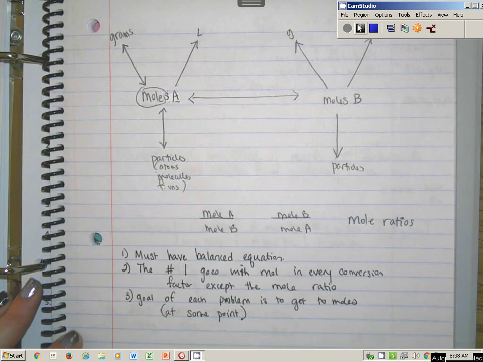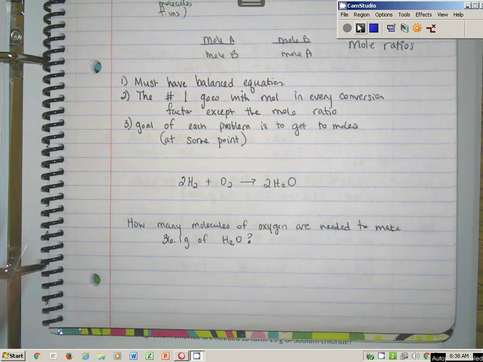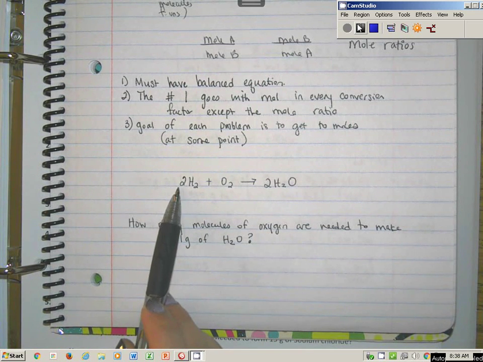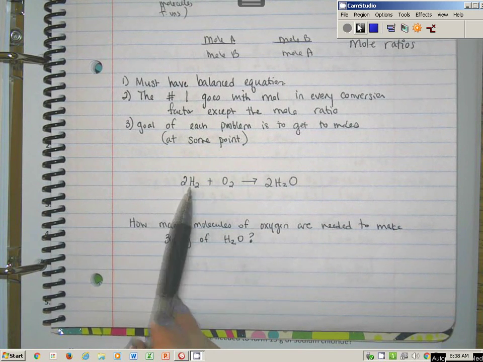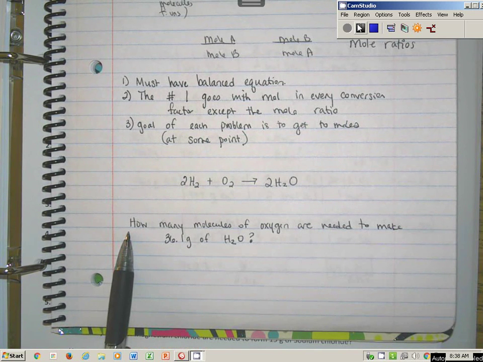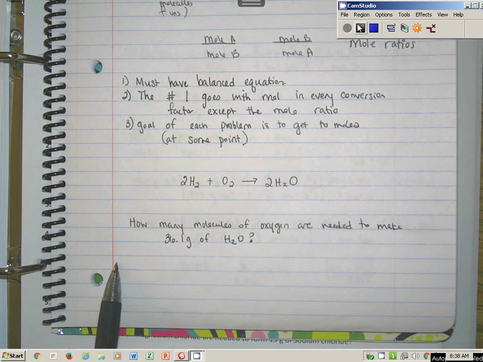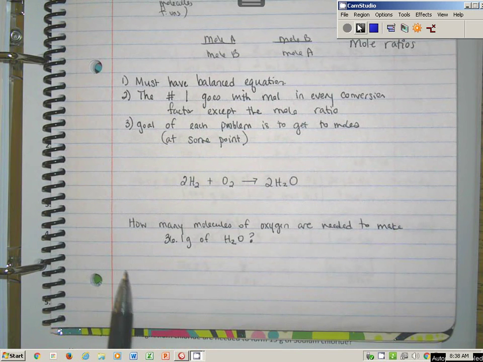Alright, I have a sample problem down here at the bottom. It says, here's our equation that we're going to have to use, and you'll see why. 2H2 plus O2 yields 2H2O, and you have this right here that says how many molecules of oxygen are needed to make 36.1 grams of H2O. So, you can pause for a second and write it down.